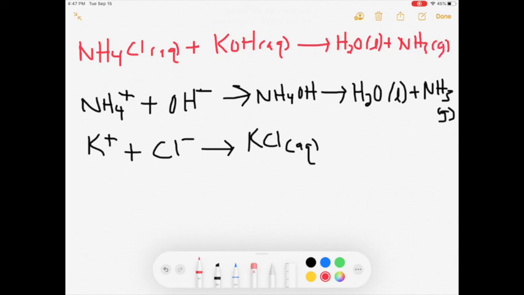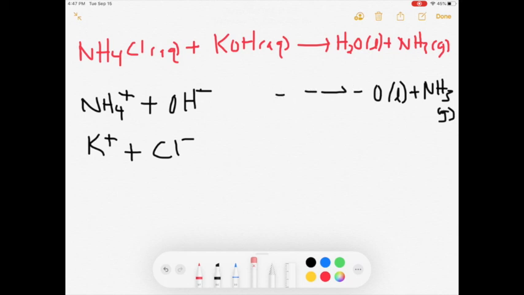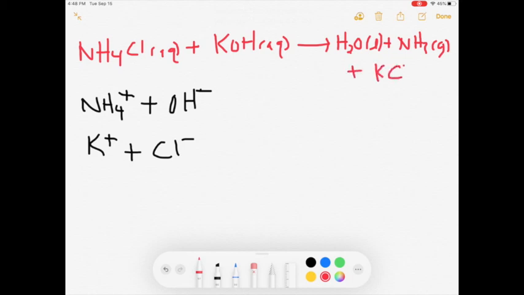Now, if you were doing an ionic equation, your H2O and your NH3, you would not break apart into ions. You only break up aqueous. So since water is a liquid and NH3 is a gas, you would just leave it alone. And then we have KCl, aqueous. So we would break apart KCl. Okay, and I believe everything is balanced. Let me just double check here. Okay, yep, everything's balanced.